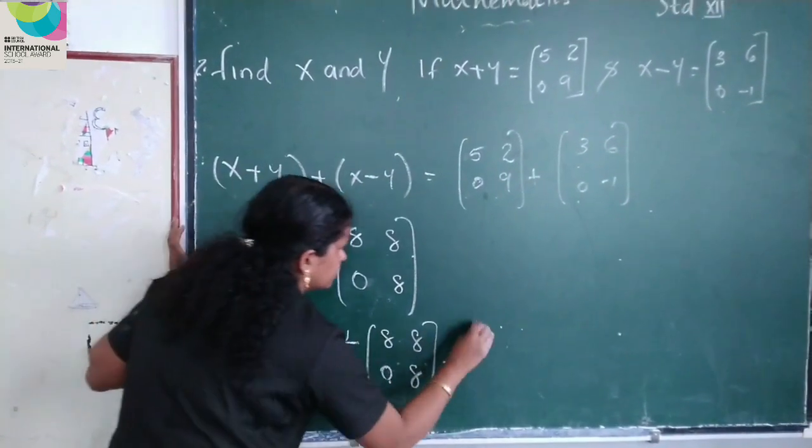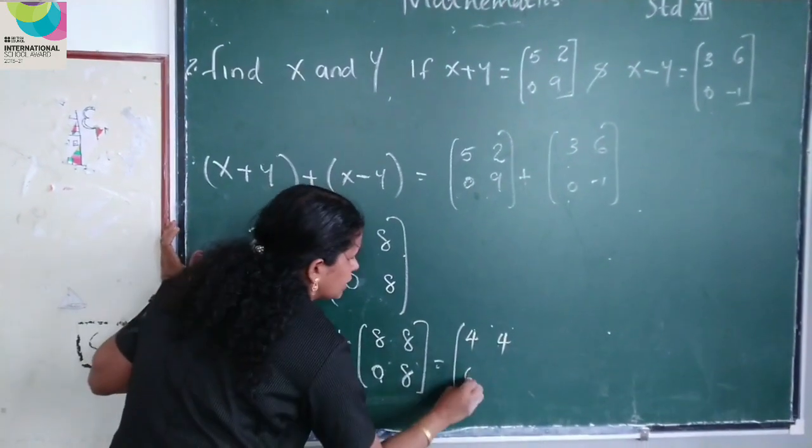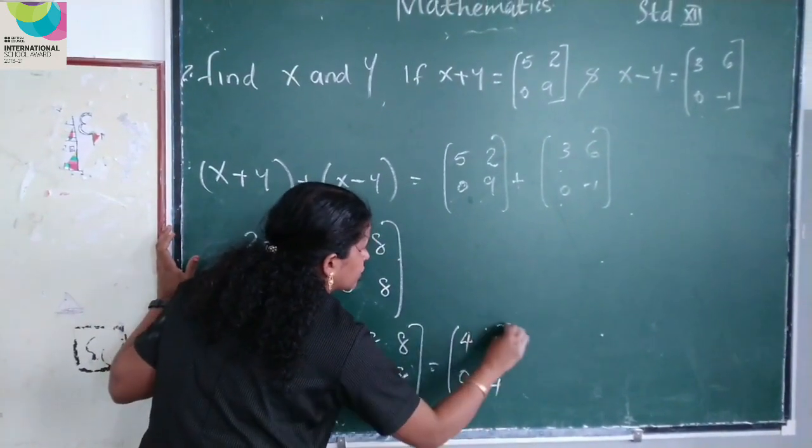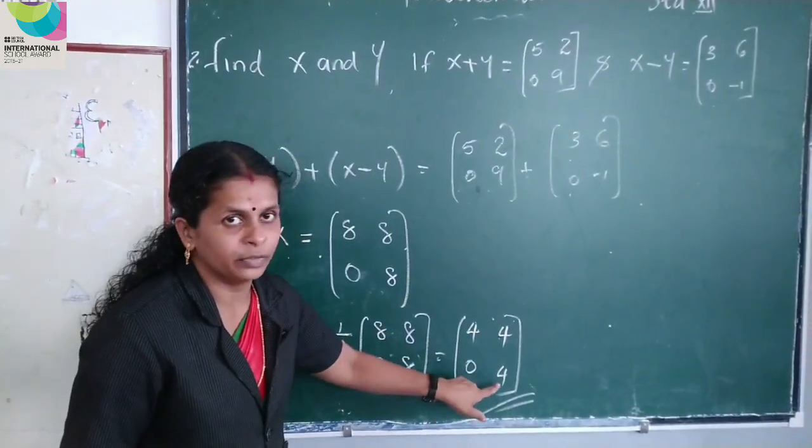Which is equal to 8 by 2, 4; 8 by 2, 4; 0; 8 by 2, 4. So X is equal to matrix [4, 4; 0, 4].